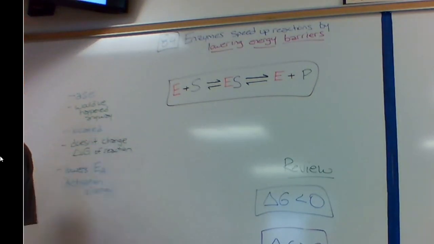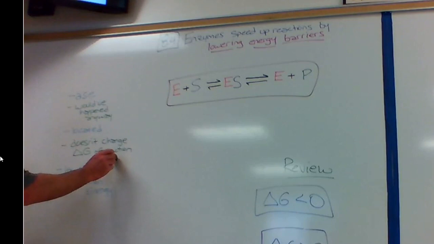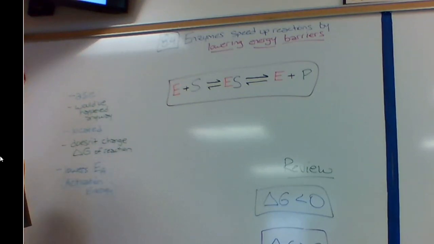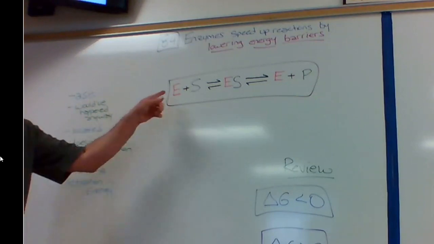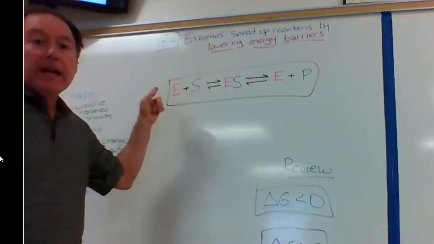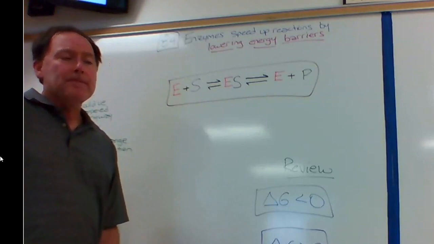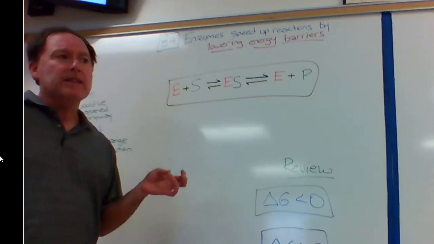They're located in very specific places in the cell. We'll get to this in a moment. They don't change the delta G of reaction, and they do something called lower the activation energy. I think you know a lot about enzymes, but maybe not these last two things as they relate to these kind of thermodynamic graphs that we're about to look at. Also, understand that enzymes don't get consumed in reactions. They get recycled.